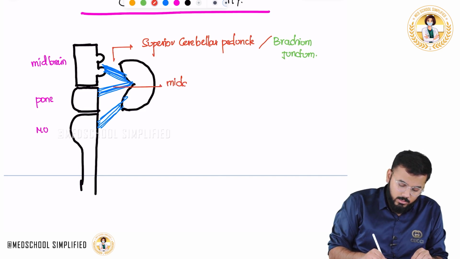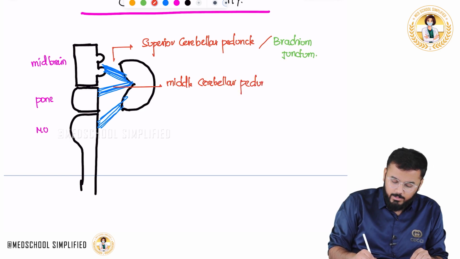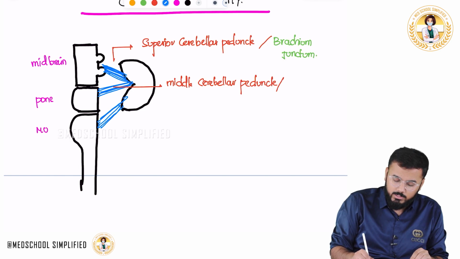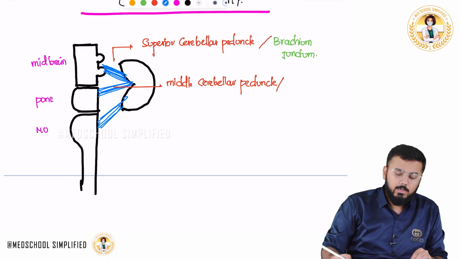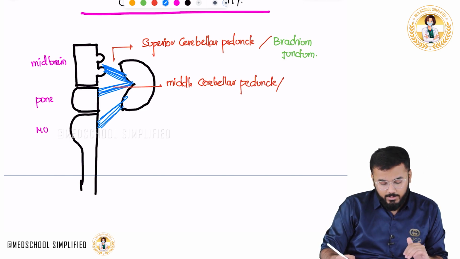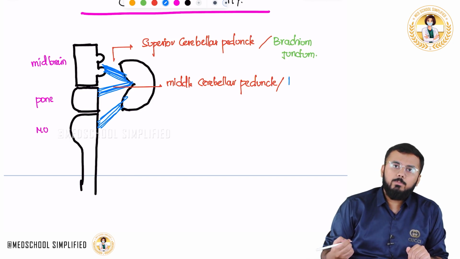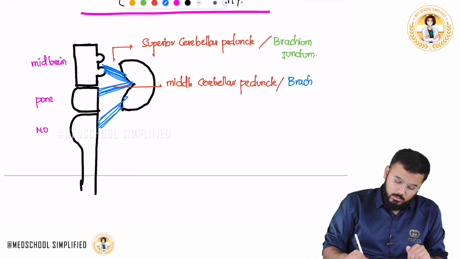Next important thing is the next one we have got over here. This one is your middle cerebellar peduncle. What is the other name for this middle cerebellar peduncle? By the way, it is coming from the pons, so you can call it brachium pontis.